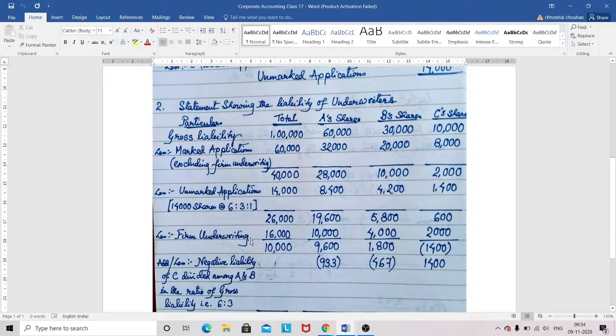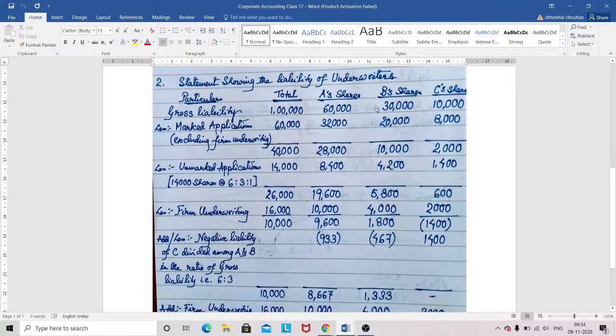Now less firm underwriting, 16,000 is the firm underwriting total, because 10,000 for A given, 4,000 for B given, and 2,000 for C given. So 16,000, if I deduct it, then 10,000 is the normal remaining. So it is actually 9,600, 1,800, and 1,400 negative for C. C's result is negative, so the negative result will be divided among the positive results. So the negative result is to be divided among A and B, because A and B have the positive results 9,600 and 1,800.